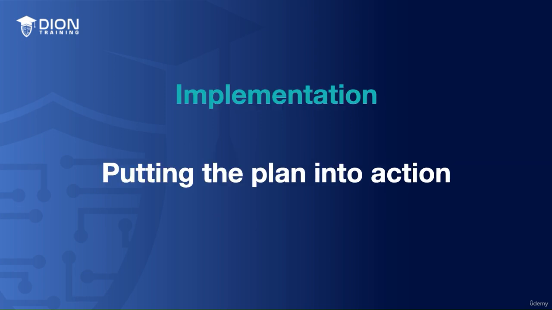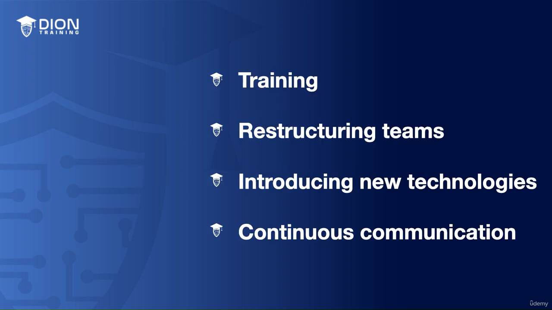Third, we need to implement the change. With a clear vision in place, we need to put our plan into action. Implementing the change might require training sessions, restructuring your teams, or introducing new tools and technologies into your organization. Throughout its implementation, continuous communication is going to be the key to your change success. Now, make sure that you keep your stakeholders informed about the progress, address their concerns promptly, and be open to feedback to ensure a smoother transition and reduce the overall resistance that you're going to experience.